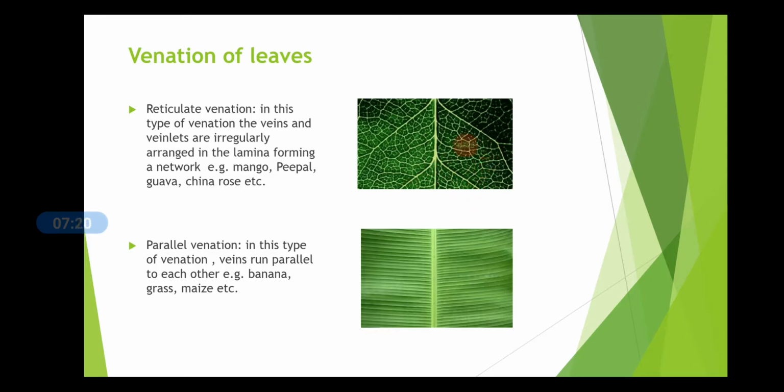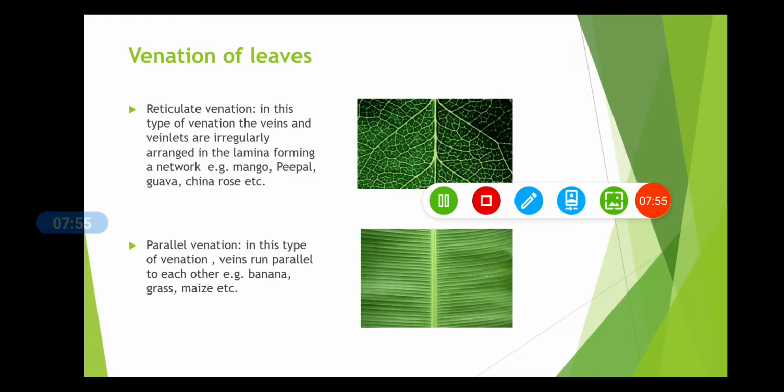Now there are smaller veinlets which are present over here and they are forming a network. So in reticulate type of venation, the veins and the veinlets are irregularly arranged in the lamina and form a network. So this is called reticulate venation. This type of venation is found in the mango leaf, peepal leaf, guava leaf, the China rose leaf, etc. Specifically, all the dicotyledonous plants have a reticulate venation.